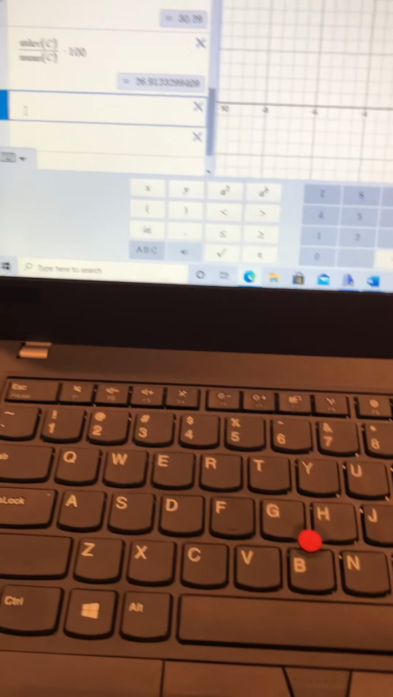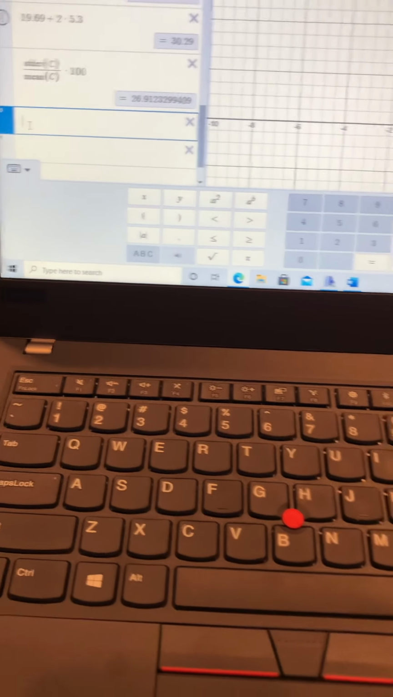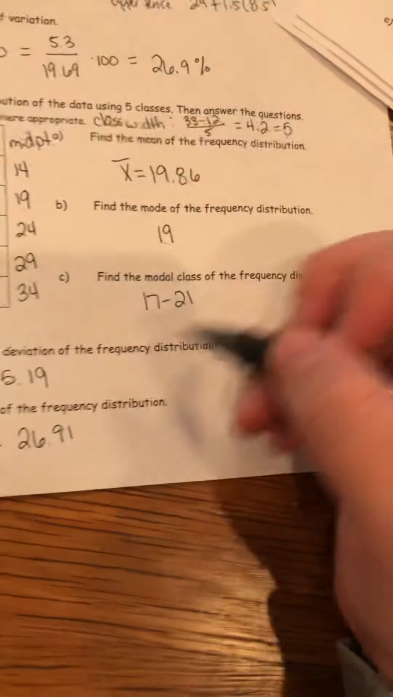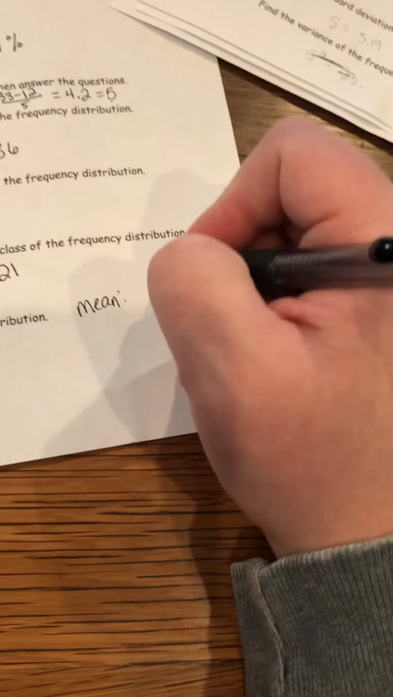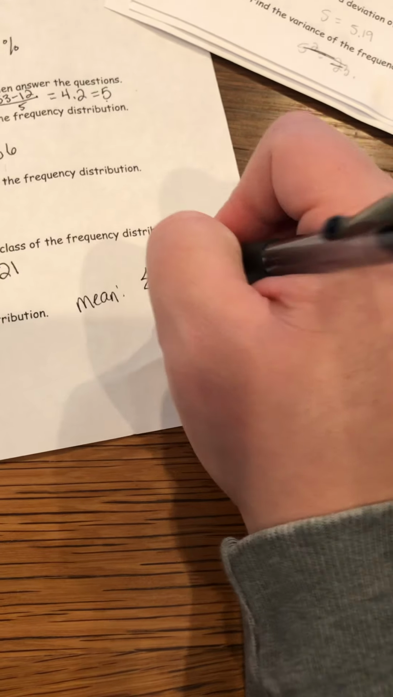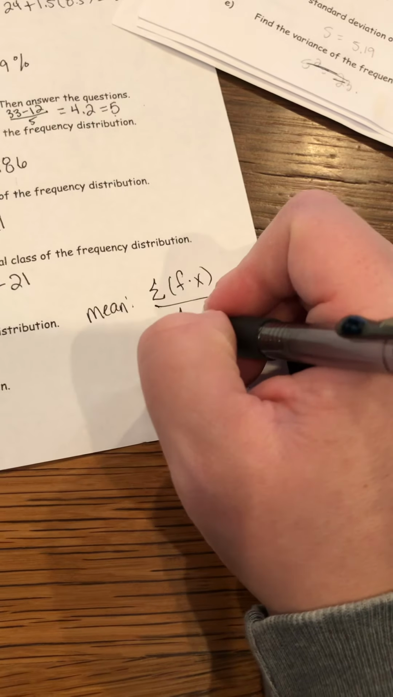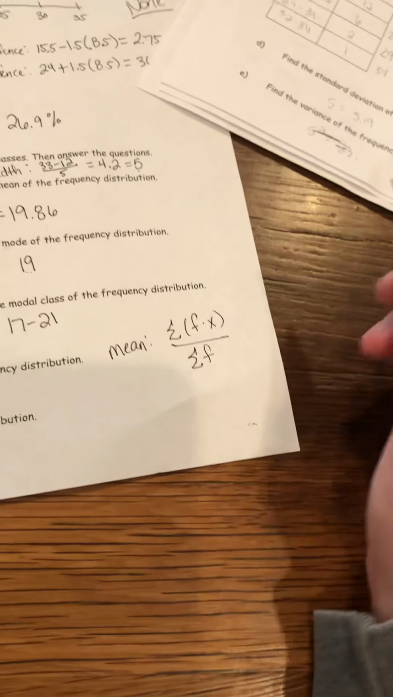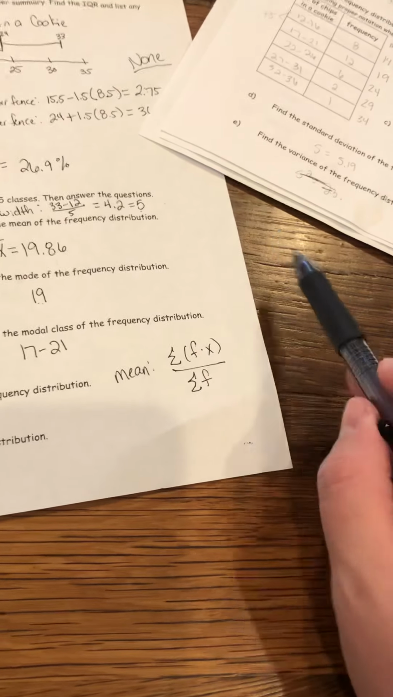So what you need is, for the mean, for Desmos, let me write it down over here. For Desmos, the mean formula of a frequency distribution is the sum of your frequency times x, your midpoints, divided by the sum of your frequencies. Okay, so this is the formula you want to use in Desmos, which is fine. So what we need is two lists.